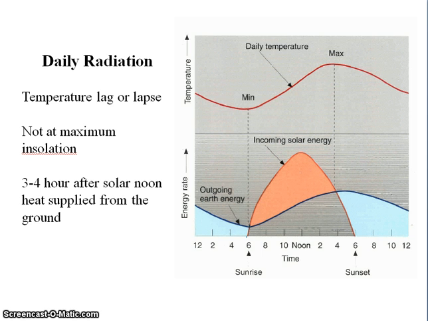Book talks about this lag time in radiation. So if we look at this diagram, maximum incoming solar radiation is at noon, but the maximum temperature happens later, and that's because the incoming radiation has to be converted to long-wave heat radiation, and that takes a little time to happen. So sometimes at noon you're more apt to get more exposure to the sun, but you're going to feel the heat effects later in the day.